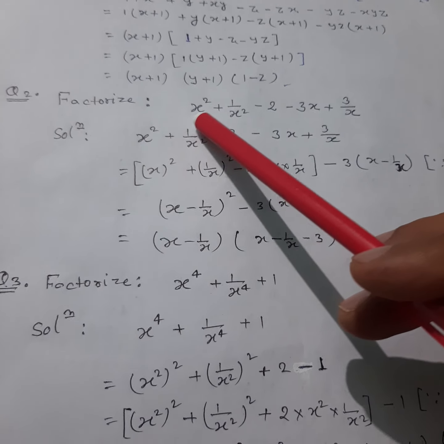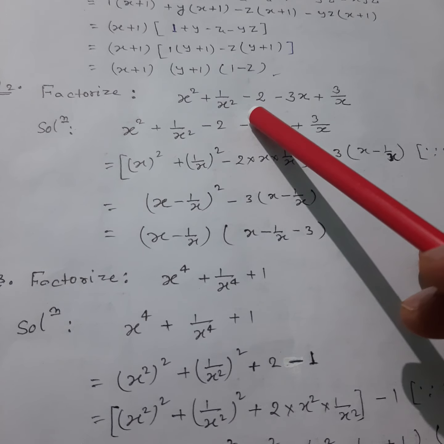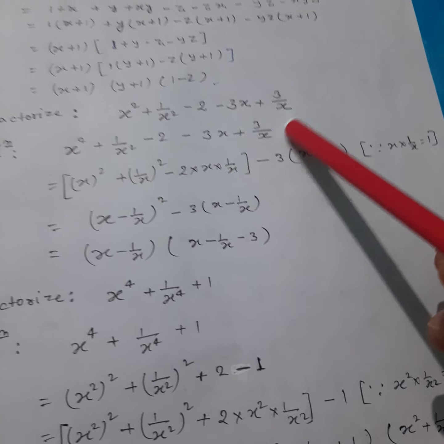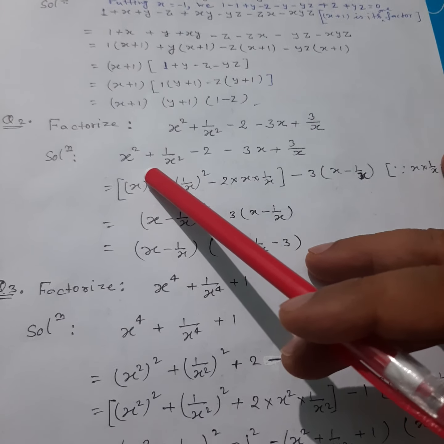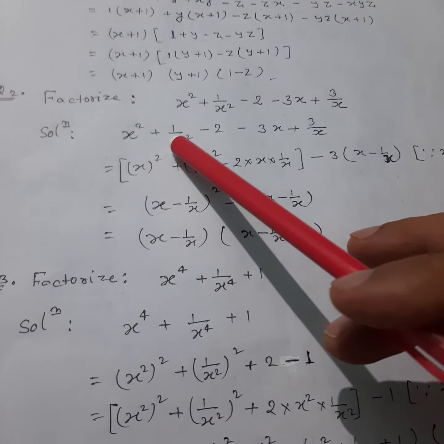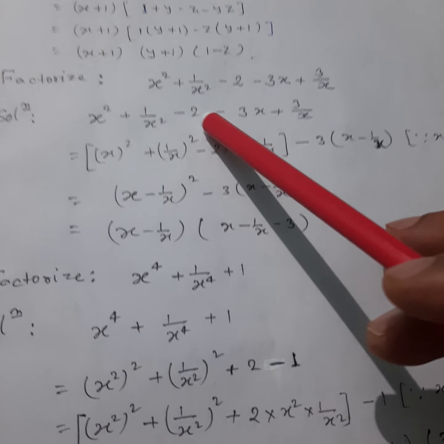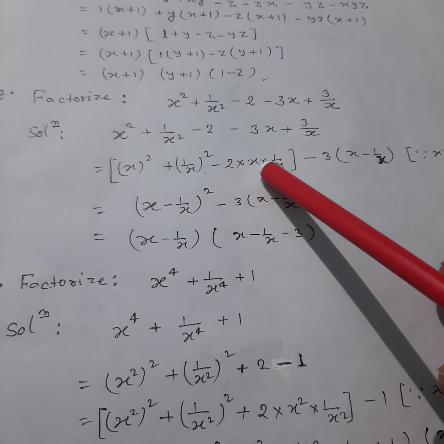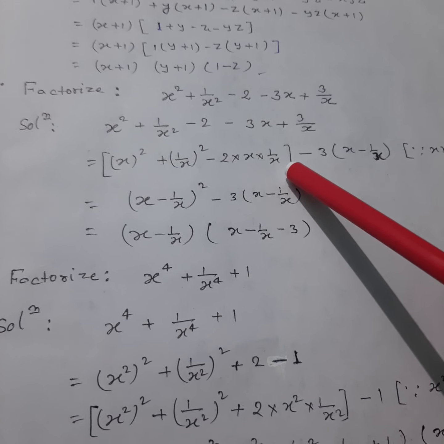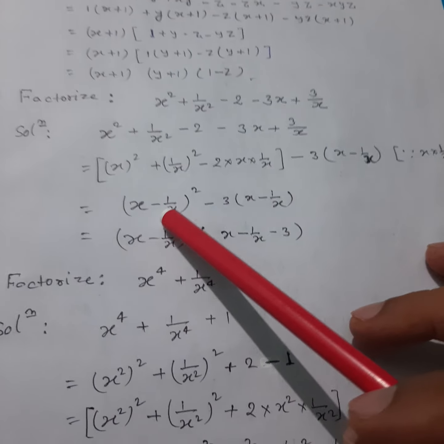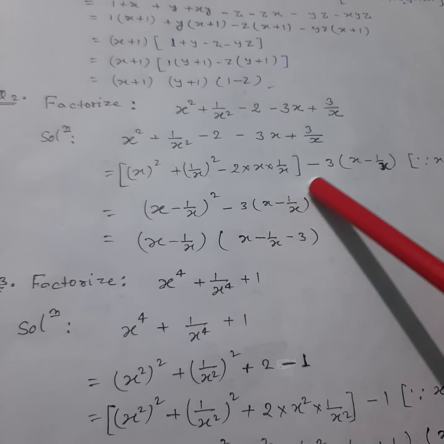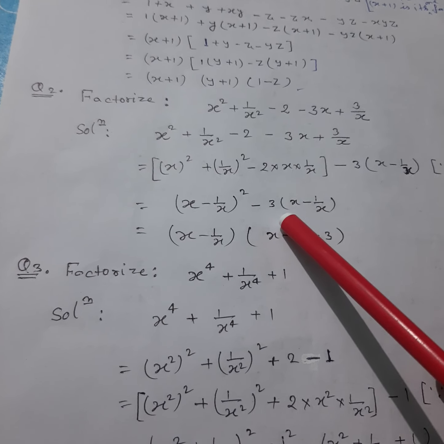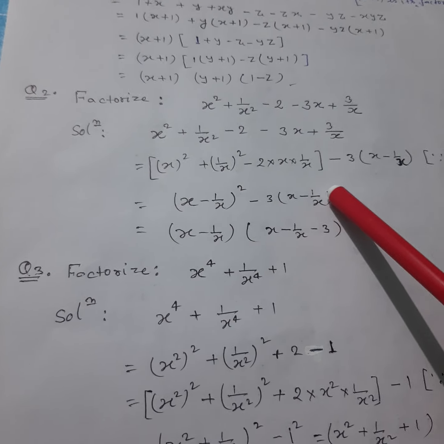Question number 2. Factorize x square plus 1 by x square minus 2 minus 3x plus 3 by x. We discuss the very first three terms, x square plus 1 by x square minus 2. We write x plus 1 by x whole square minus 2 into x into 1 by x. It is written in the form of x minus 1 by x whole square, and taking minus 3 common in the last two terms, we get minus 3 into x minus 1 by x.